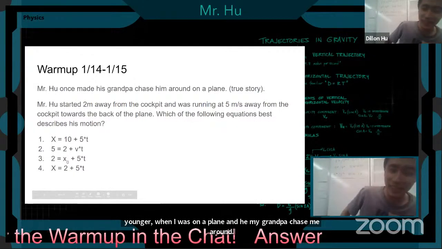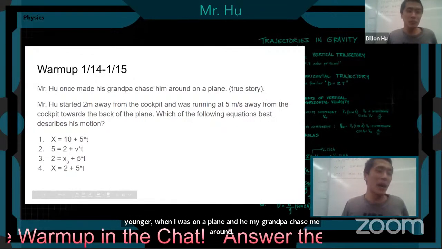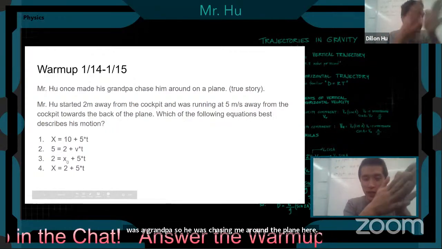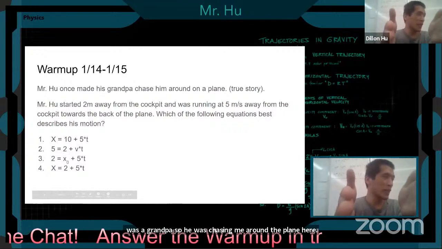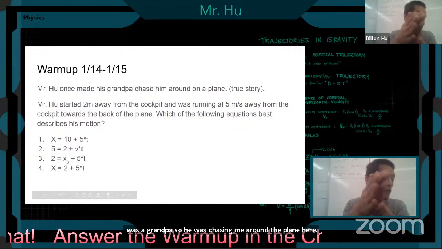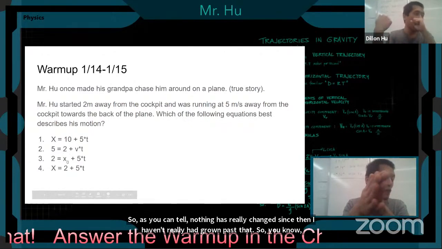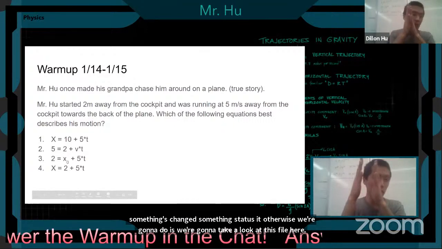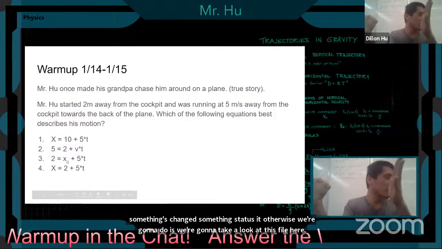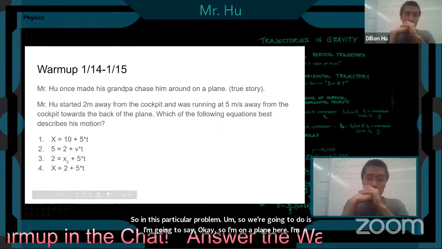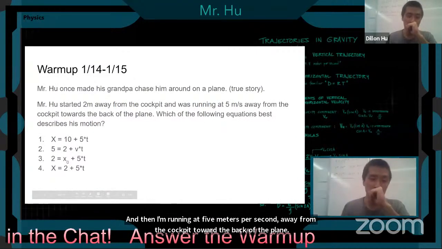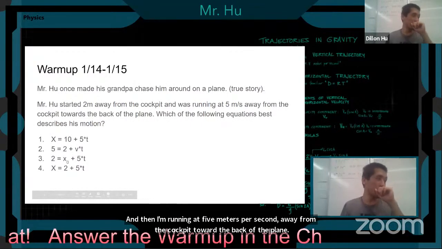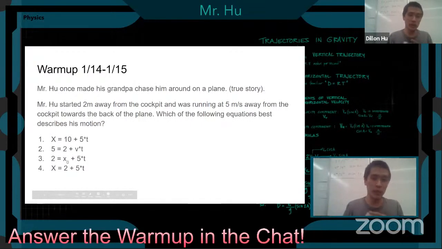Otherwise, what we're going to do is take a look at this problem here. I'm on a plane, starting 2 meters away from the cockpit, where the pilots are, and I'm running at 5 meters per second away from the cockpit towards the back of the plane. Again, I'm starting 2 meters away from the cockpit, running at 5 meters per second away from it. I want you to pick which equation best fits the motion here.